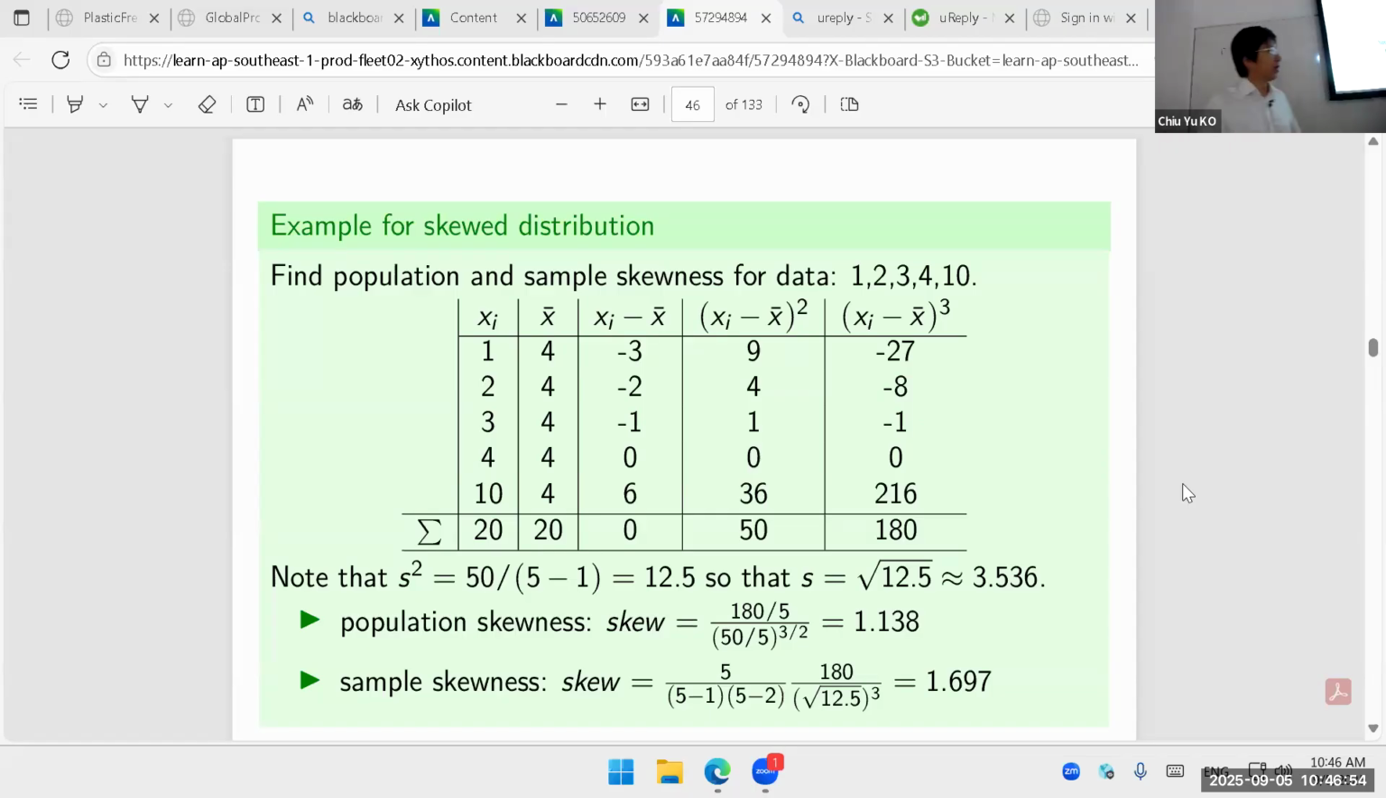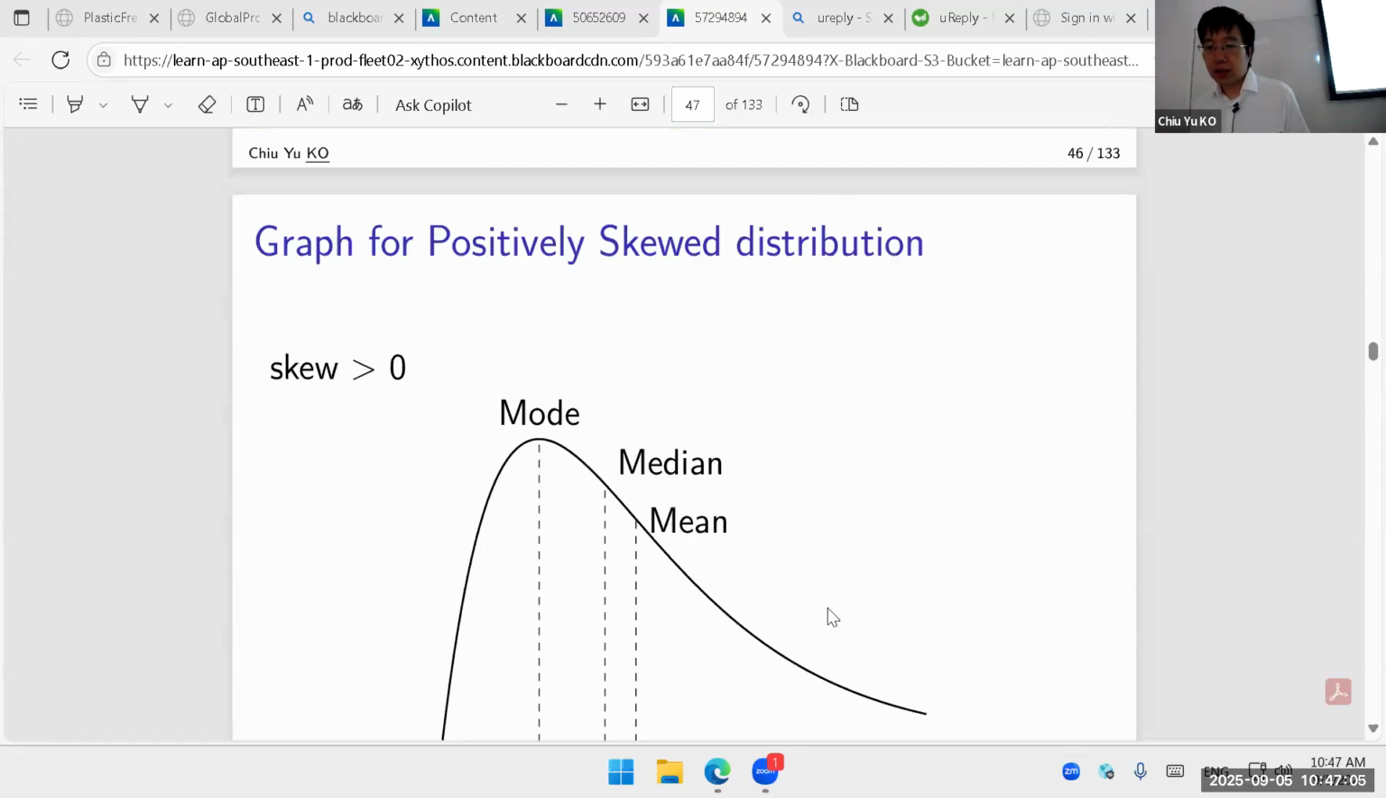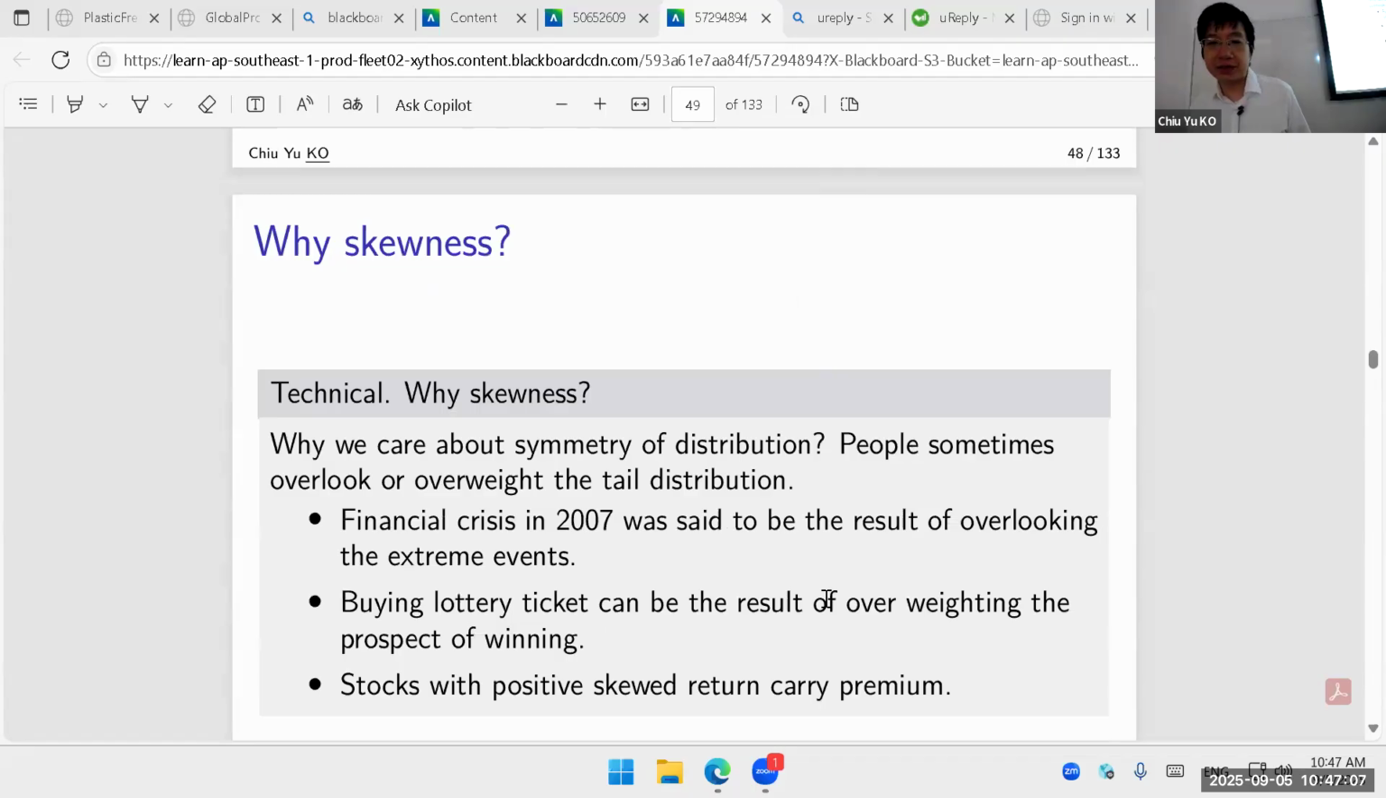But anyway, as long as it is more than 0, you already tell us that it's skewed. It's very skewed. Of course, I tell you all the calculation.